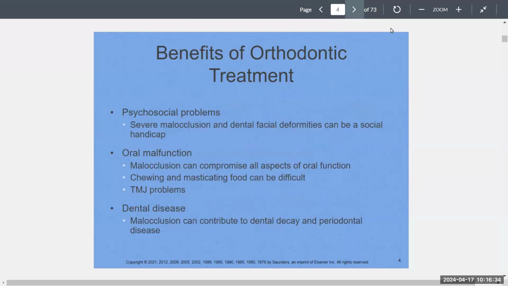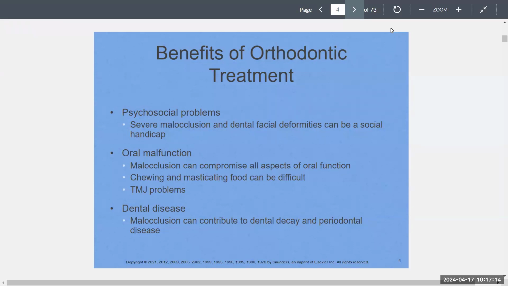So what are the benefits of orthodontic treatment? Obviously, when you're fixing a bite issue or straightening the teeth, you're also helping with the psychosocial problems that patients have to go through when they're suffering from such issues. Severe malocclusion and dental facial deformities can be a social handicap. Maybe some people won't smile, right? Maybe they won't smile when they talk to their friends or go to gatherings, or when they laugh, they'll put their hand over their teeth because they're embarrassed. So there is a psychosocial aspect to this.